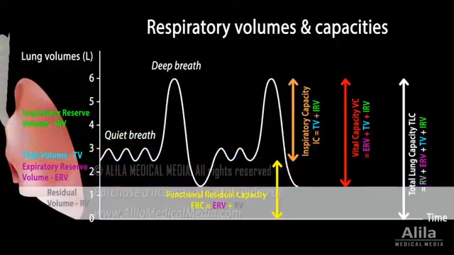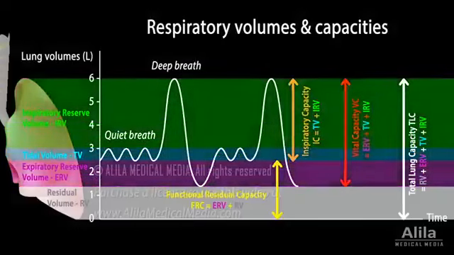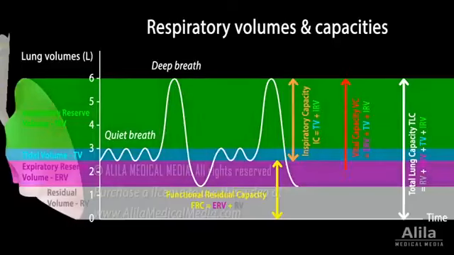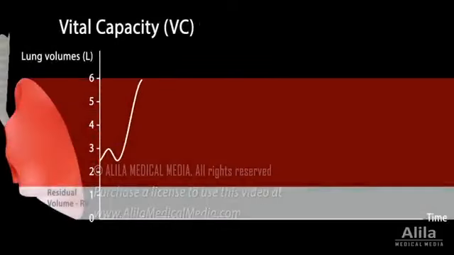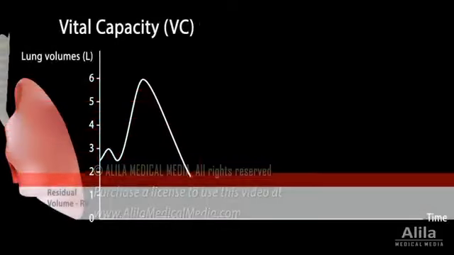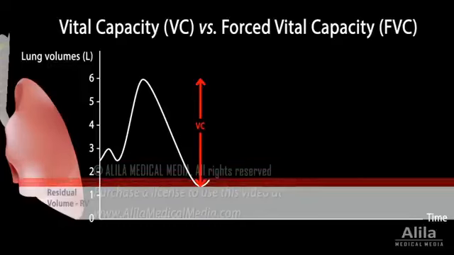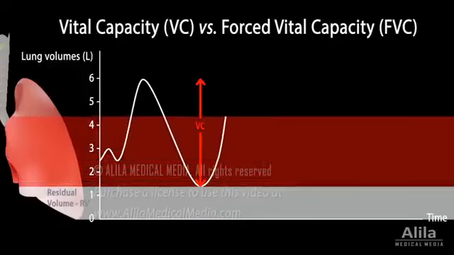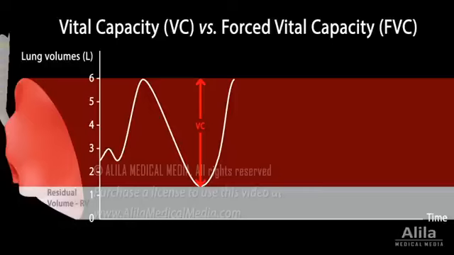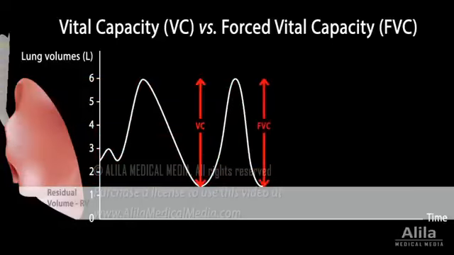a maximum inhalation. This is basically the volume of the deepest breath the lungs can possibly handle, and is an important indicator of pulmonary function, as well as strength of respiratory muscles. Vital capacity can be measured as slow vital capacity during slow, relaxed breathing, or as forced vital capacity, FVC, when the patient is asked to breathe out as hard and fast as possible.